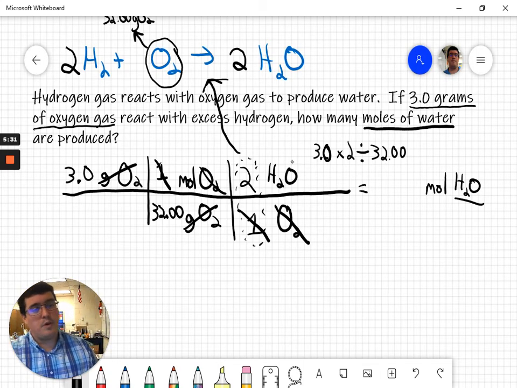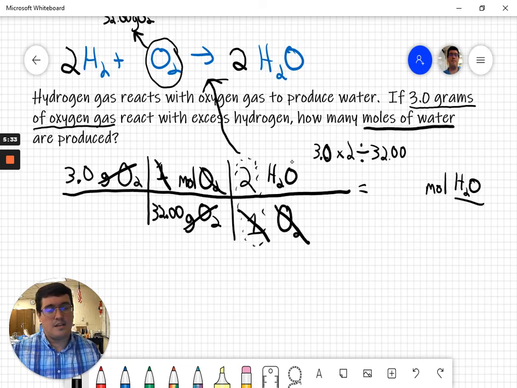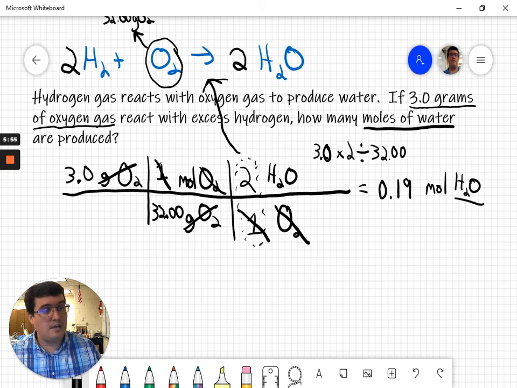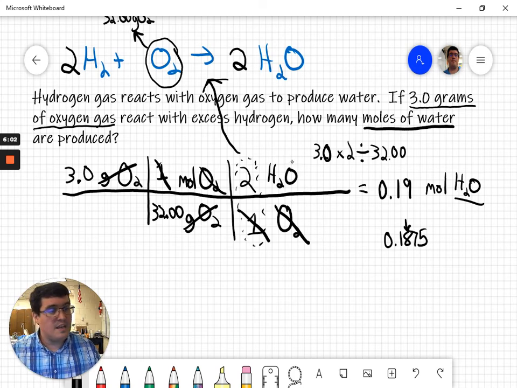All right? So 3.0 times 2 is 6, 6 divided by 32. You don't have to do this in your head, by the way. You can use your trusty, dusty calculator. Right now mine's coming out in scientific notation. I'd rather have this in non-scientific notation, so we're going to round that to 2 decimal places, 0.19 moles of H2O. The calculator actually said 0.1875. I'm going to round to the second decimal place. Since the next number is higher than 5, it rounds up to a 9.